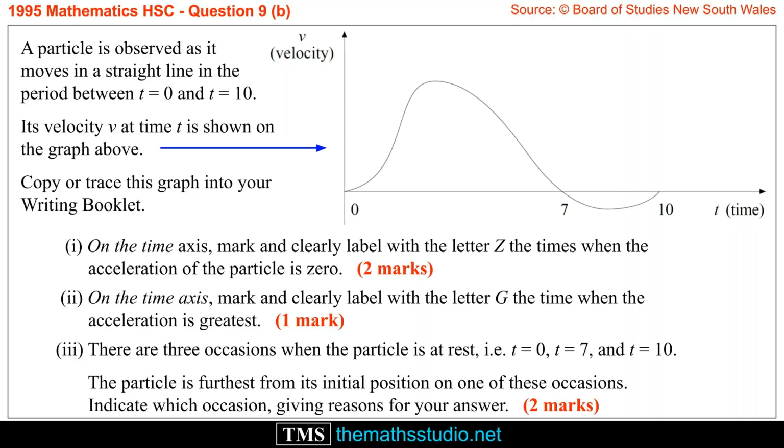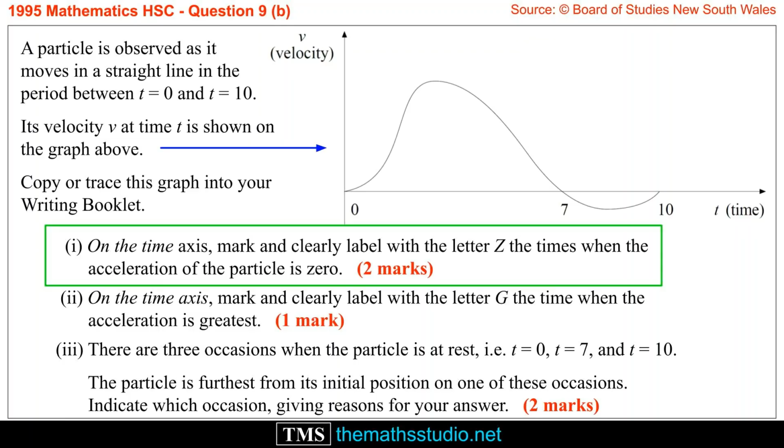Question 9, Part B. A particle is observed as it moves in a straight line in the period between t equals 0 and t equals 10. Its velocity v at time t is shown on the graph above. Copy or trace this graph into your writing booklet.